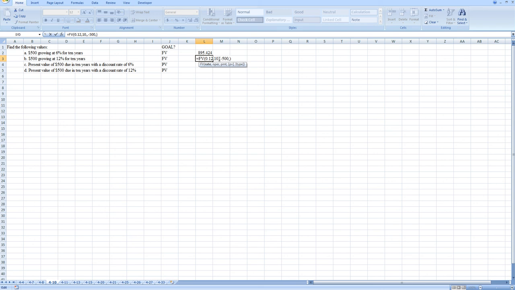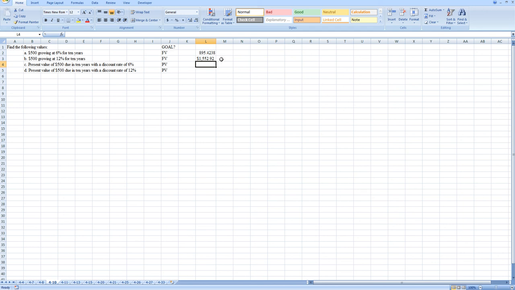Payment is blank since we're not making any payments during that 10-year period. The present value we're saying is a negative 500 today. That is, if we deposit 500 today, we have a cash outflow from our wallet of 500. How much do we expect to get back in 10 years, growing at 12%? We see that the future value is going to be $1,552.90.